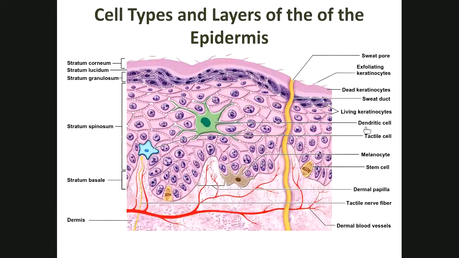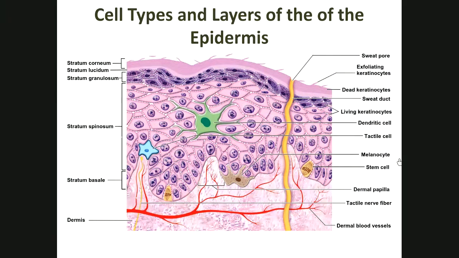We have it in a stratum spinosum and also in a stratum granulosum. They are very important for doing immune response. So they are a part of our immune system and actually they are macrophages which migrate to the skin, to the epidermis. And they can respond to pathogens and epidermal cancers.